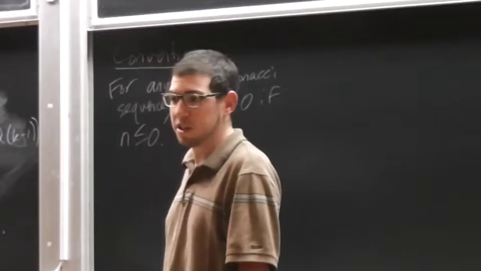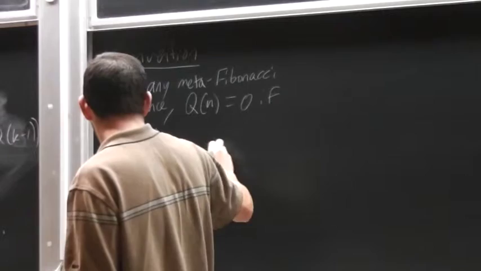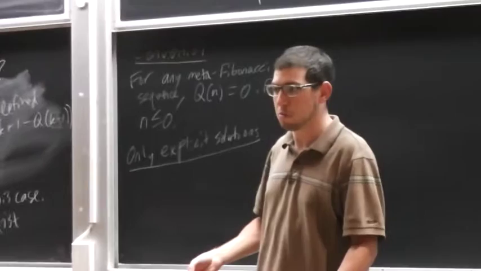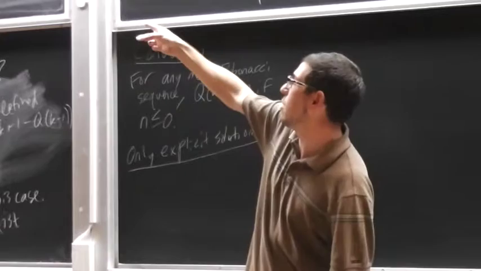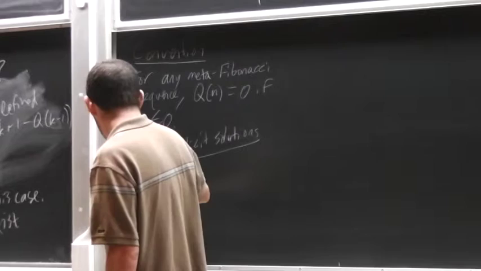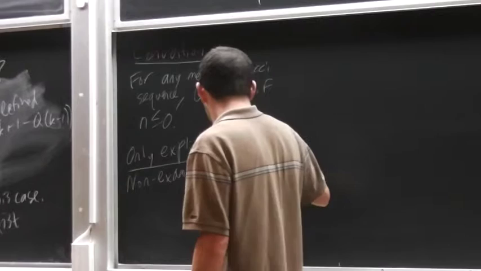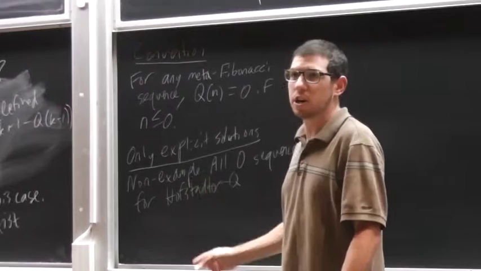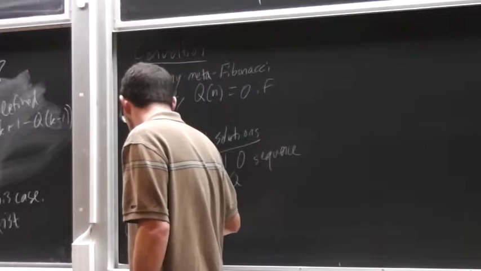So this is the convention we're going to use, and another thing is we're only going to talk about what I'm going to call explicit solutions, meaning that for all our solutions, we're going to be able to calculate the next term just by looking at the previous terms. An example of a solution that is not an explicit solution would be the all zero sequence to the Hofstadter recurrence, because the all zero sequence satisfies that recurrence, but you can't use it to calculate the next term. In particular, this means that our sequences are going to be eventually positive. They might have some negative initial conditions, but they will be positive eventually.